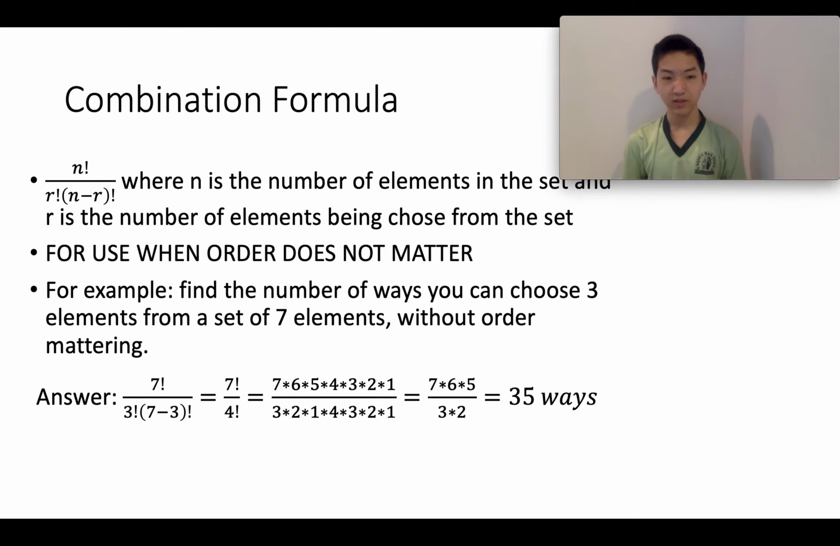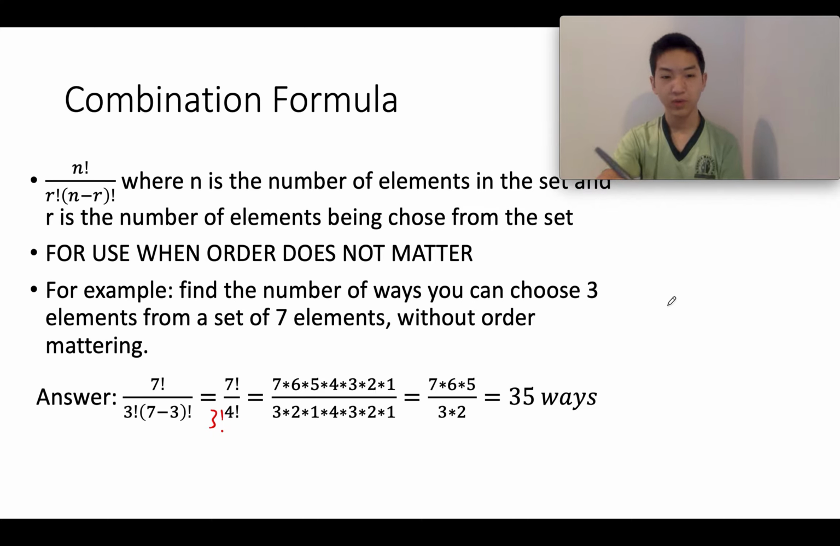You get 7 factorial divided by 3 factorial times (7 minus 3) factorial. And over there should be another 3 factorial. So you get 7 factorial divided by 3 factorial times 4 factorial. Over here we expand it: 7 times 6 times 5 times 4 times 3 times 2 times 1.